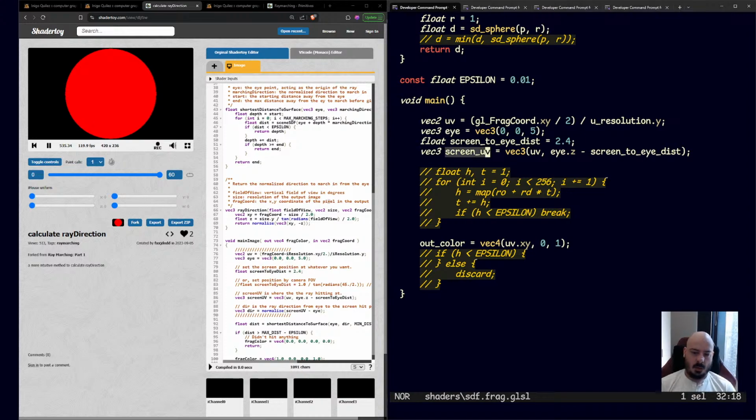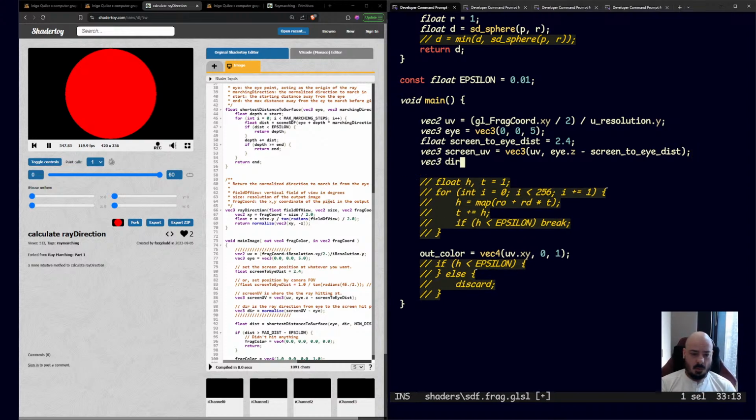So this gives us what? How far along the z-axis until we hit the screen? And then the direction is going to be normalize screen UV minus the I. He also does minus I resolution.xy. I missed that in the UV. Did I?